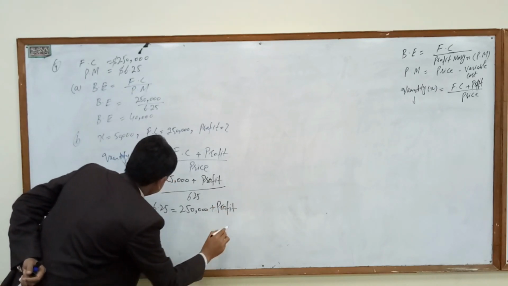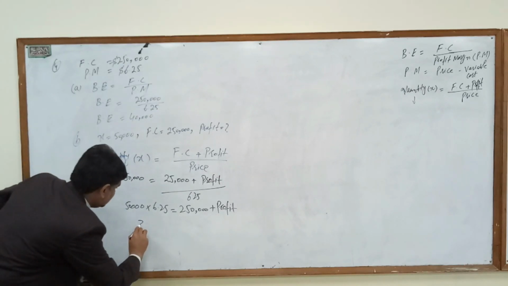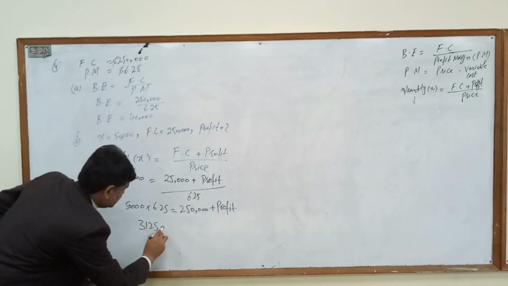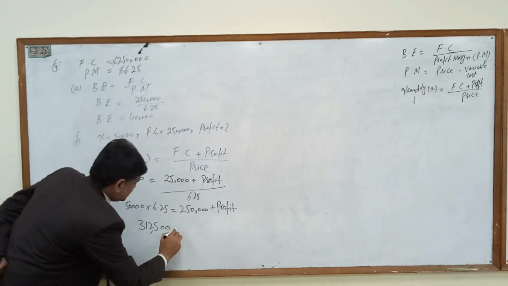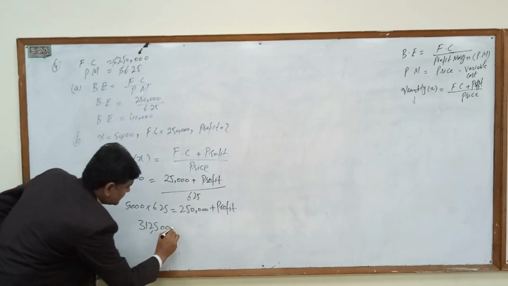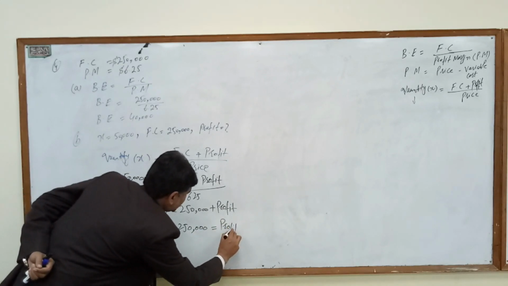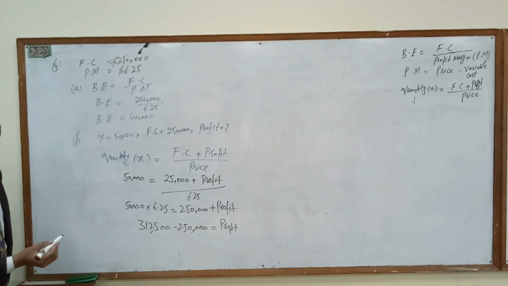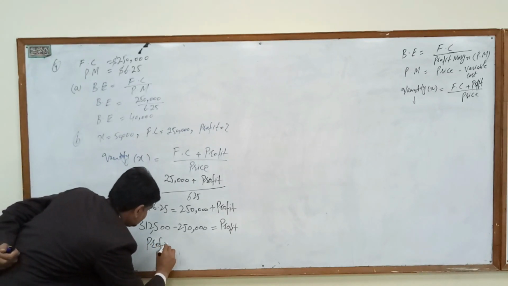plus profit. What is the sum here? 50,000 multiplied by 6.25 is 312,500. Can we place this here? Yes, sir. 312,500 minus 250,000 is equal to profit. What actually do we need to determine? The profit. How many books are they going to sell? 50,000. If they sold 50,000 books, then what can be the profit? So profit is equal to 62,500.